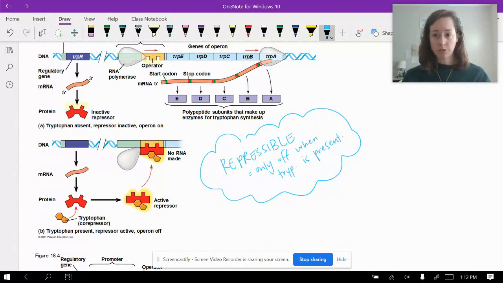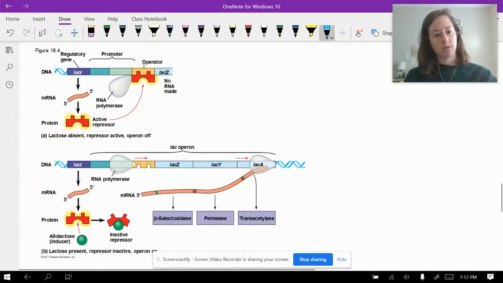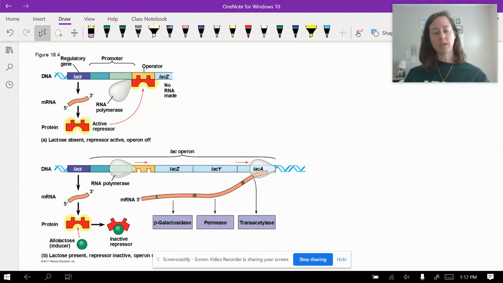Now let's talk about one that's inducible. So down here is the lac operon. The lac operon is usually turned off because cells prefer to use glucose to do cell respiration and produce energy. But in the case where there is not enough glucose present, the cell actually can use lactose for that. So what happens is you have typically your active repressor, which again was coded for by a regulatory gene separate from the operon. So you have your repressor that fits into the operator. It's active. It's preventing RNA polymerase from transcribing the genes.